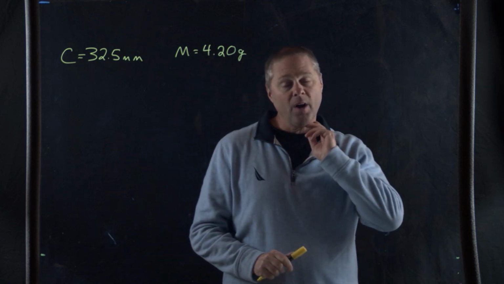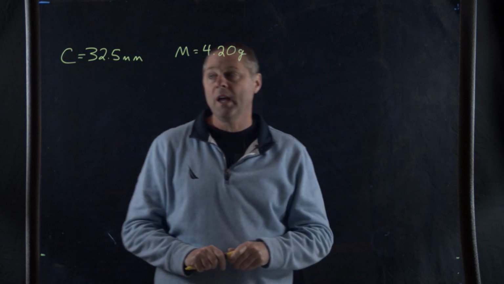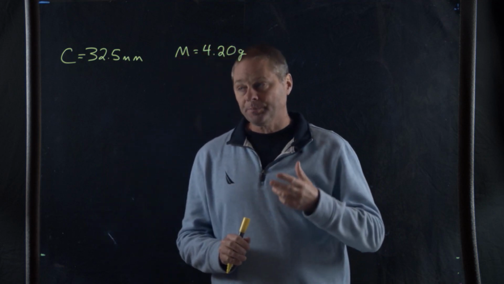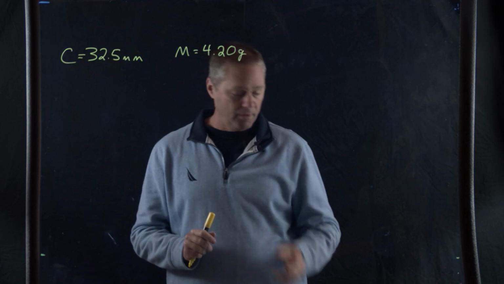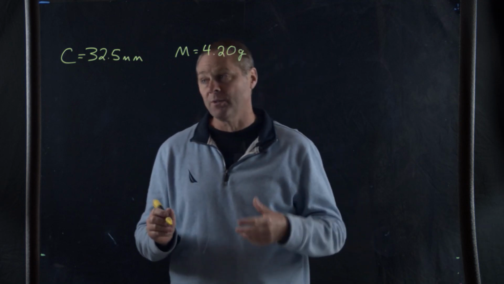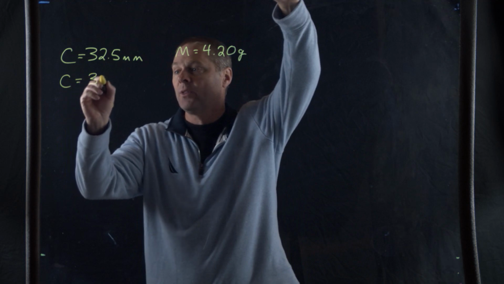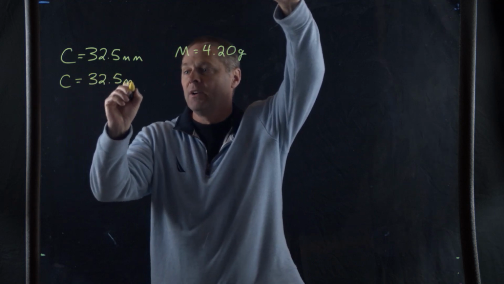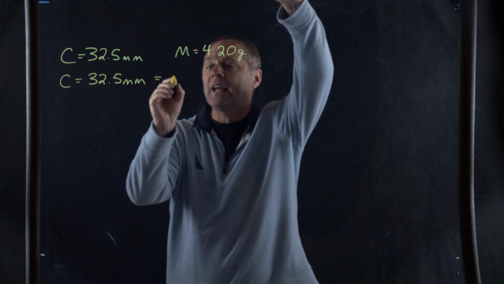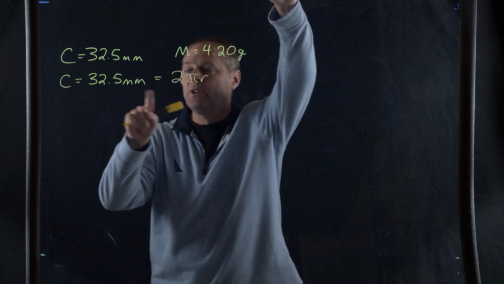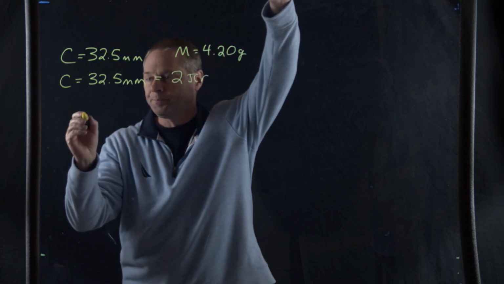And it tells us that the volume is 4/3 pi r cubed, and the circumference is going to be 2 pi r. So what we have to do is find the volume of this sphere. In order to find the volume of the sphere, we need to know the radius. Well, we know that circumference is equal to 32.5 millimeters, and that is equal to 2 pi r.